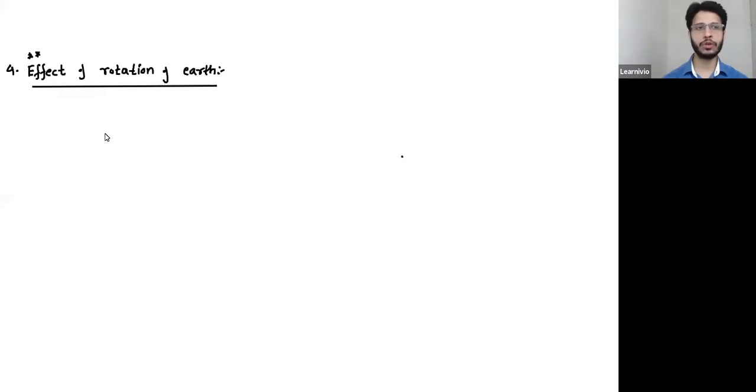And do one numerical on the concept. This is not in NCERT. But it's an important feature, you should know this thing.